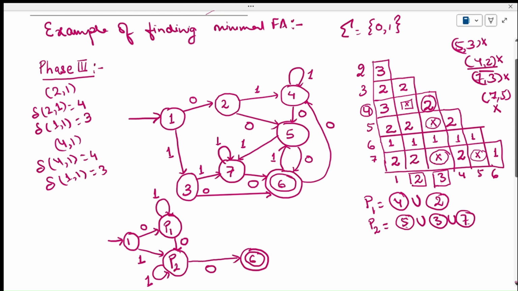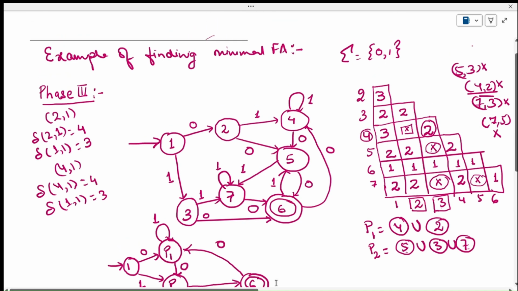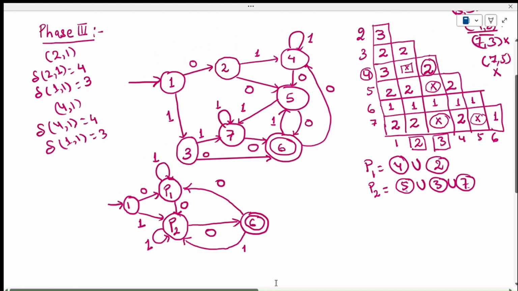Now for 6. 6 on reading 0 is going to state 4. Where is 4? 4 is with P1. 6 on reading 1 is going to state 5. Where is 5? 5 is in P2. So this is the final diagram for the given automata. We can see that some of the states are merged into one state, and now this is the minimal finite automata. Hope the concept is clear to all of you.